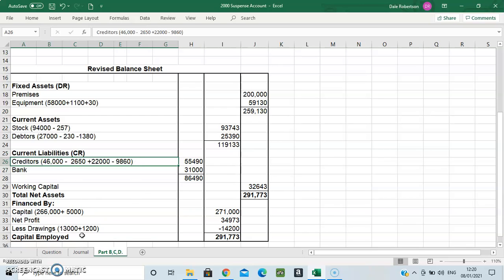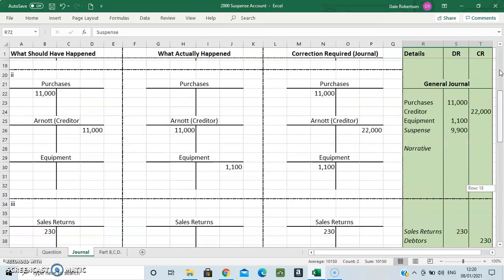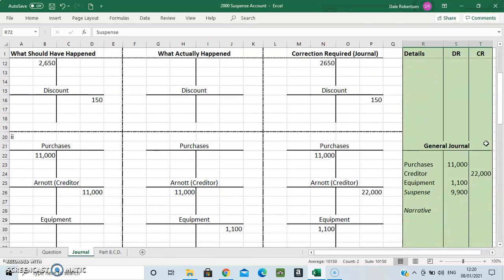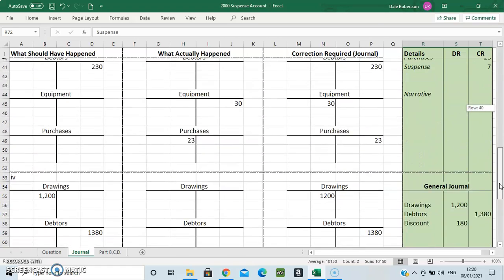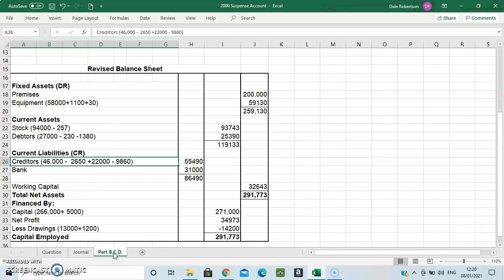So that 2,650, let's go back up to the top here, creditors, that 2,650 is on the debit side. It needs to be subtracted from our original creditors. The 22 needs to be added to our original creditors. And down the bottom, the 9,680 needs to be subtracted from our original creditors. And when you do that, that's the most difficult one there, 55,490. Bank never changed. You still do your same figuring out to get your working capital.